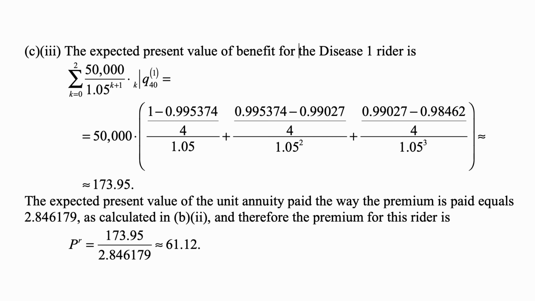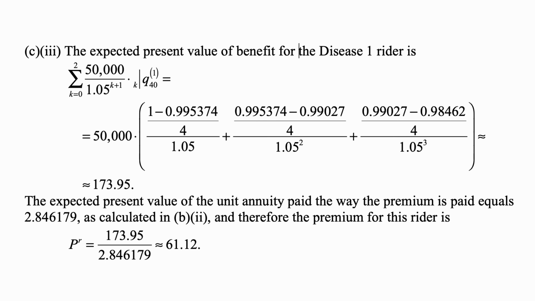This is just calculated by taking 1 minus the probability of survival for the first one, but then it's adjusted for surviving to the beginning of the year and not surviving to the end of the year. That's why we take the difference of those two values of the survival function for the remaining two. And by the way, 1 is of course the probability of survival to the beginning of year 1. And that's approximately 173.95.